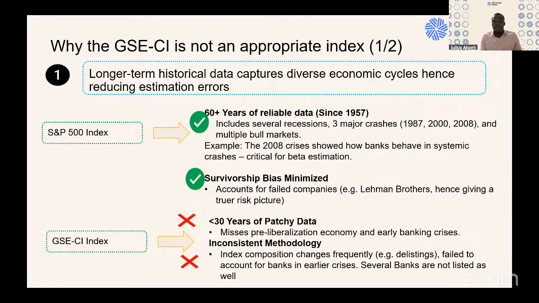In those times, the S&P 500 was there since 1957, but the GSE index wasn't really there. The methodology is also inconsistent, as the index composition changes frequently. The delisting, UT Bank and all those banks that collapsed affected a lot of things. So there are a lot of issues here. We don't have enough data on the index to form a capital market expectation.